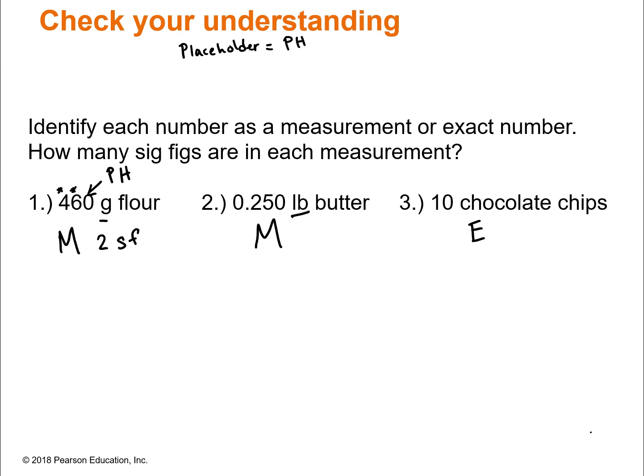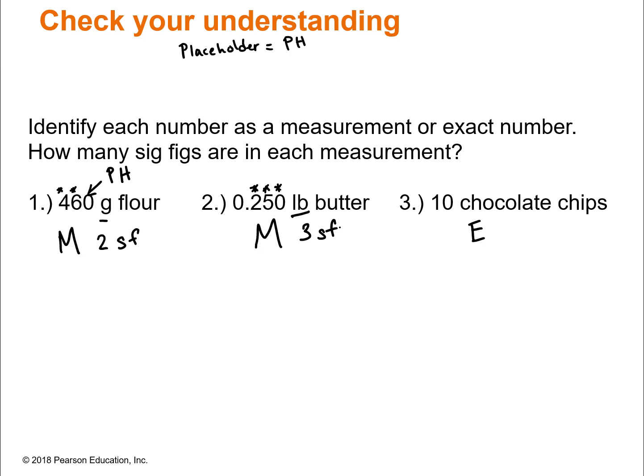With the butter, our first non-zero digit is the 2. We are after the decimal point. So we're going to count all of the numbers that come after the decimal point as significant. And this is the example I was talking about earlier. When you have a 0 that comes at the end of a number with a decimal in it, that means everything is going to be significant. So this number has 3 sig figs.